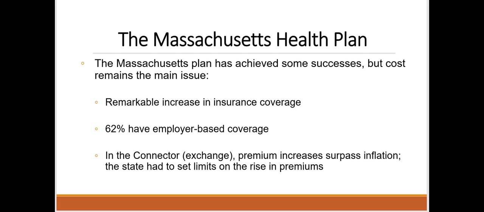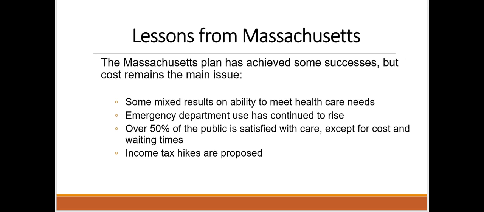Now, the Massachusetts plan has achieved some successes, but cost remains the main issue. Remarkable increase in insurance coverage. 62% have employer-based coverage. And in the connector exchange, premium increases surpass inflation. So the state had to set limits on the rise in premiums. So what were the primary lessons here? Well, regarding Massachusetts, although there was a major improvement in reducing the number of uninsured, cost containment has remained a major challenge. Despite general satisfaction among the insured, some issues with access and disparities also remain unaddressed.